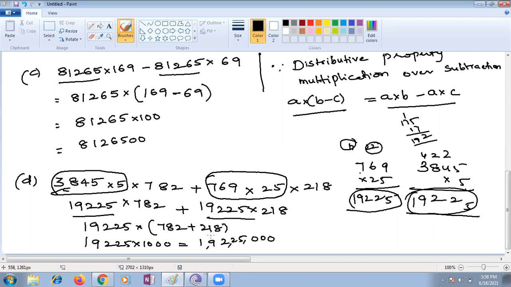This is the way we can find where the unknown mother is hiding, we can catch her, and we can apply the whole numbers distributive property. Any doubt here, children? No, ma'am. Right. Next question.